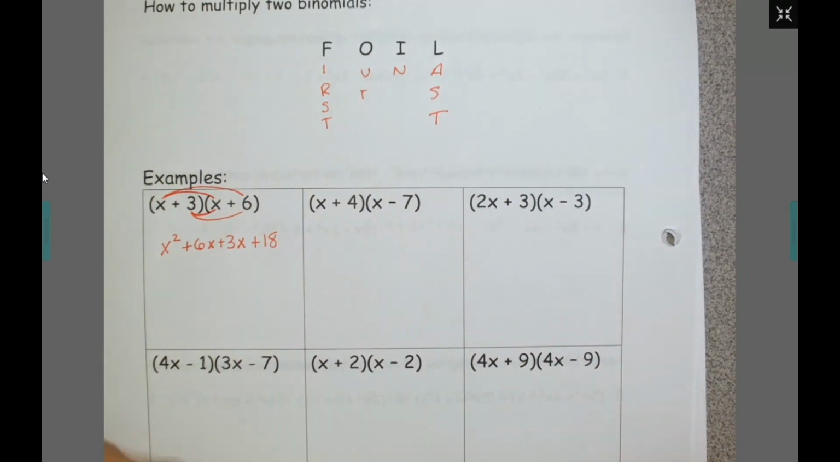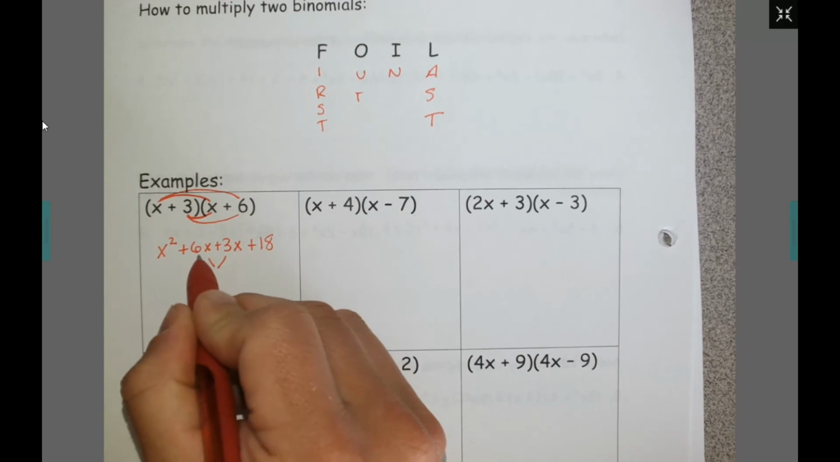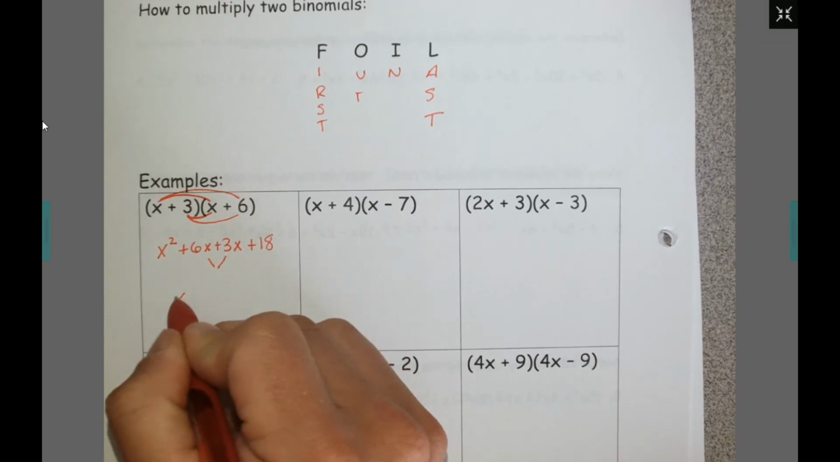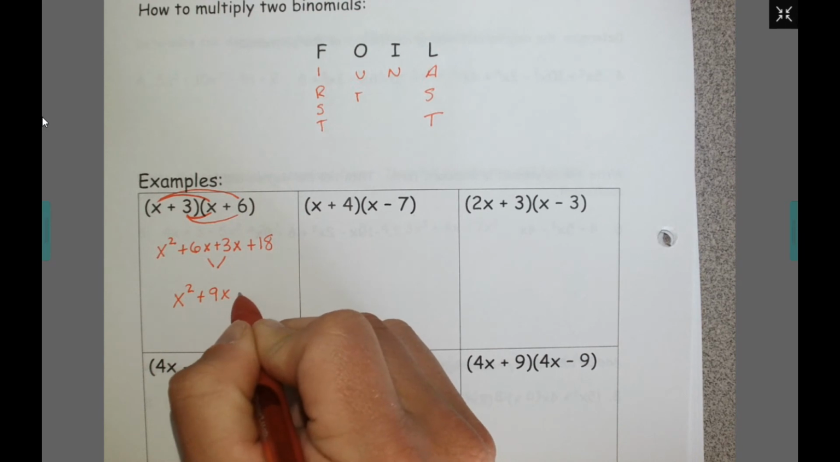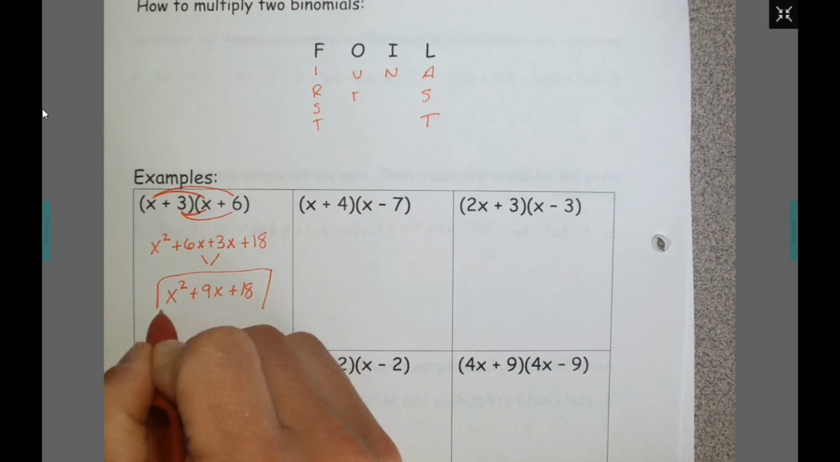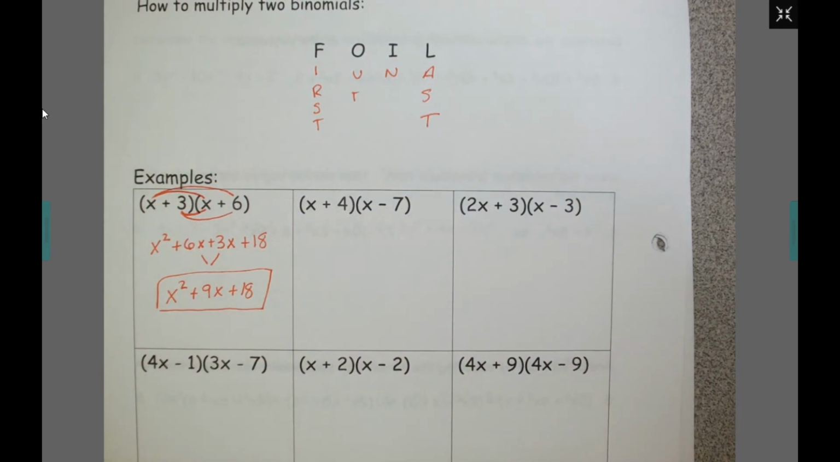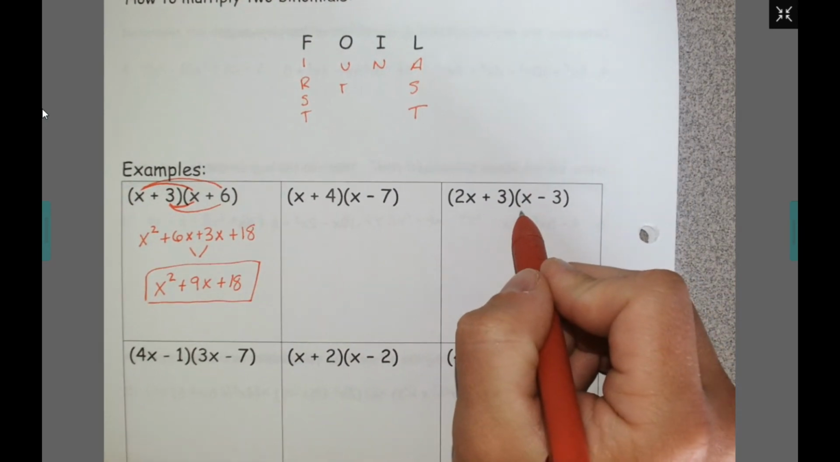After you've done the FOIL, you need to go ahead and combine your middle terms together. So a 6x and a 3x are going to give us 9x, leaving us with x squared plus 9x plus 18 as our multiplied out expression. I'm going to pick one other one. Let's go ahead and look at this one in the top right.